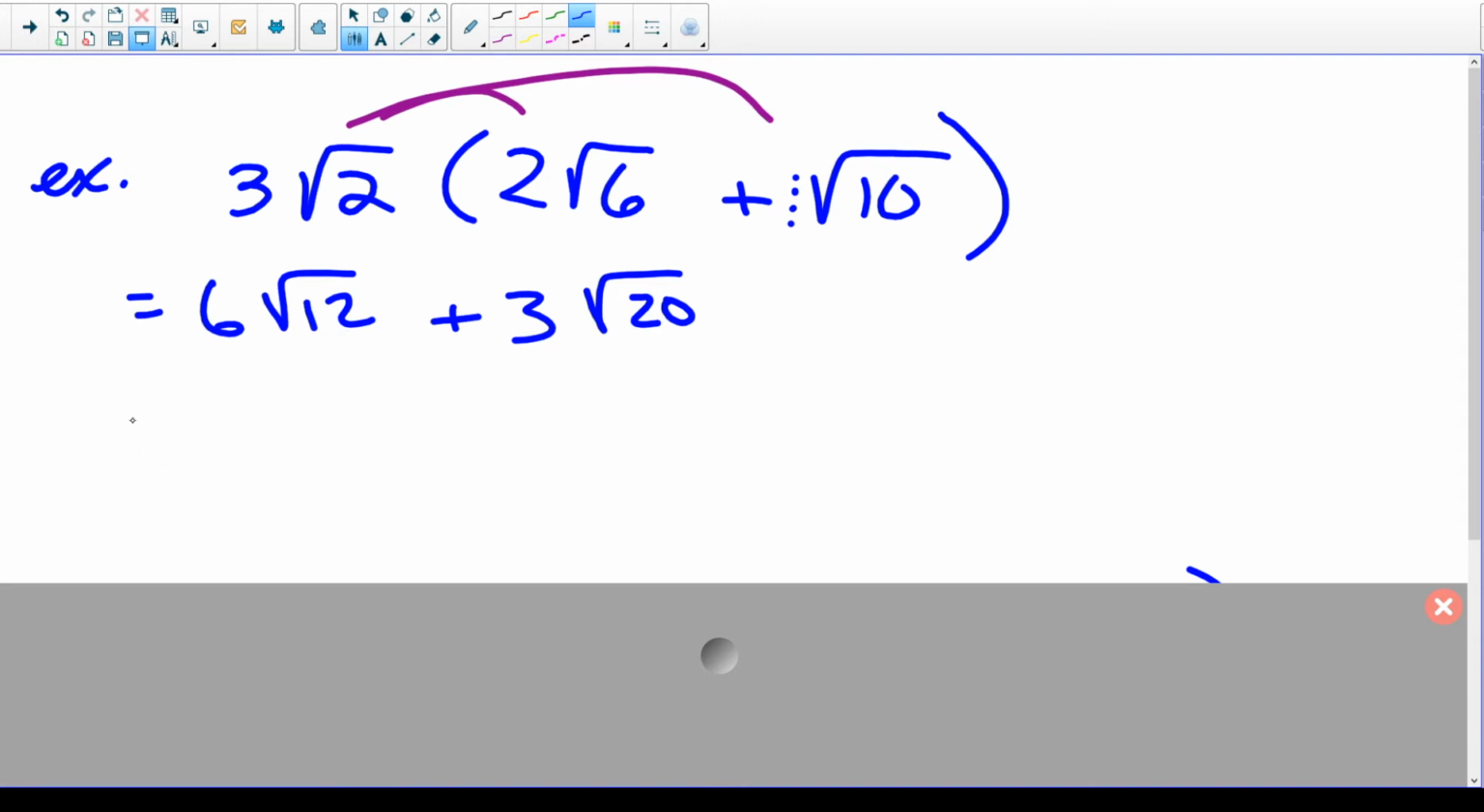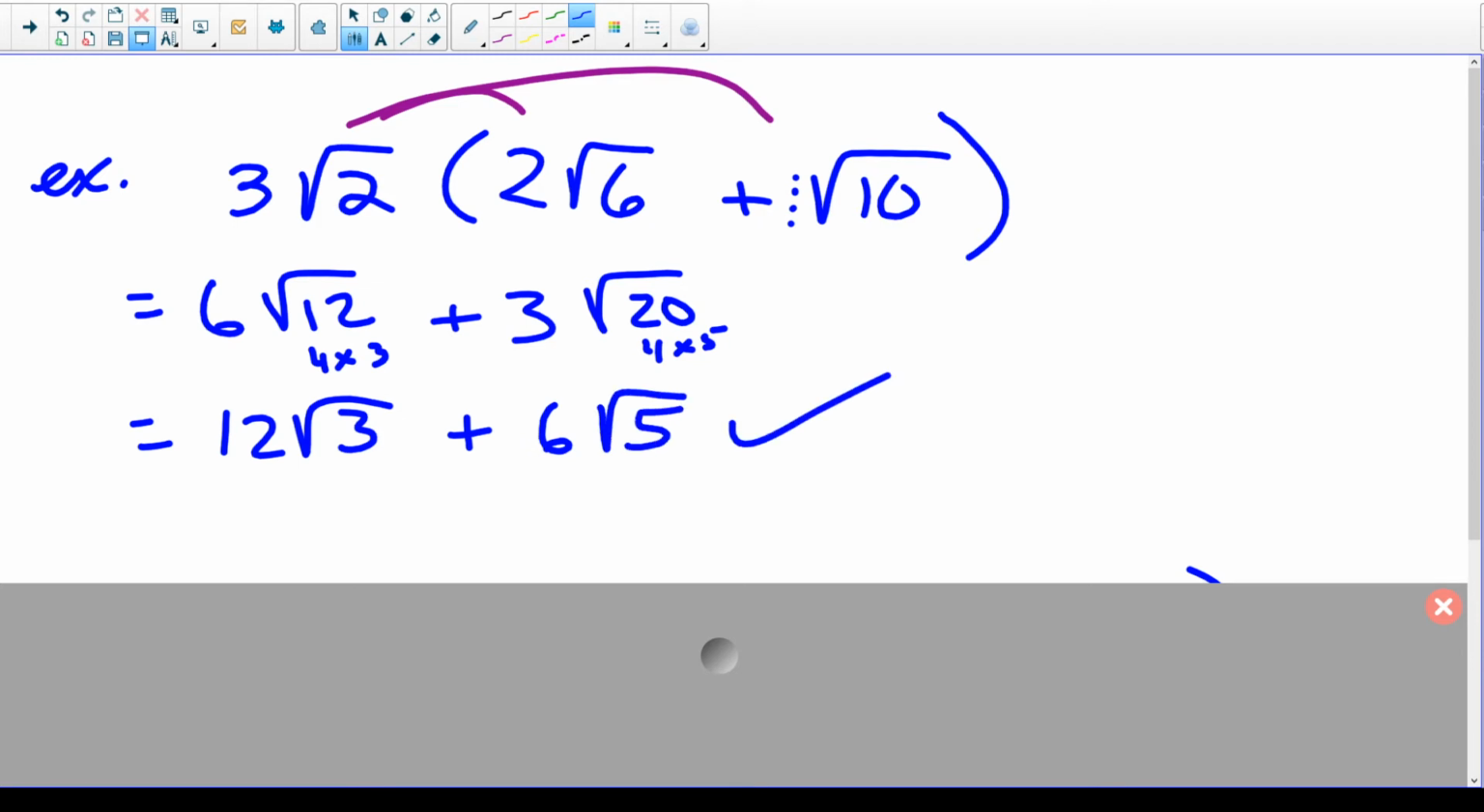Okay, so 12 is 4 times 3. 20 is 4 times 5. So the square root of 4 is 2, is going to join the 6, become a 12. And then the root 3 is left over. The 4 here is going to square root, 2 times 3 is 6. Left over is 5. And in this case, they cannot simplify more than that. That is the final simplest form.